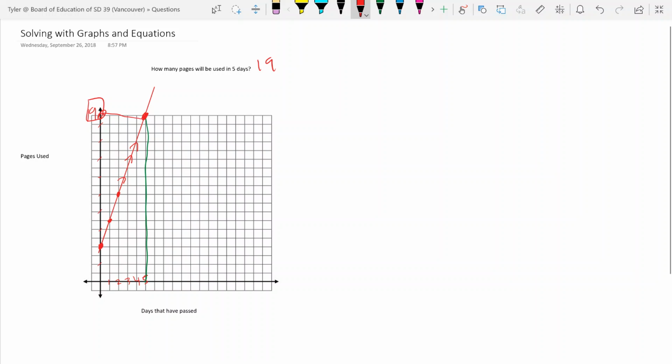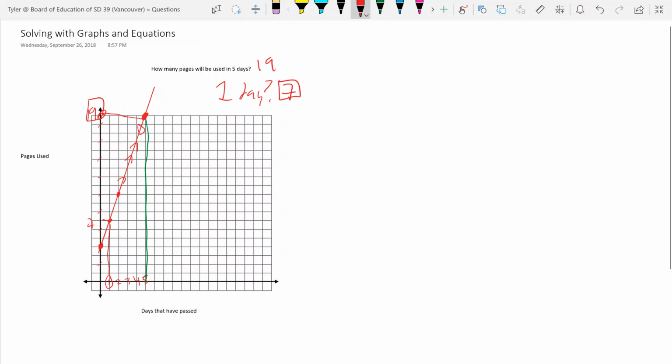The other thing that we can do is figure out smaller numbers that have already passed. So for example, if you want to know, okay, what about in 1 day? How many pages have been used? Well, we can just check right here. At 1 day, let's check on the graph. What does it say? So this is 2, 4, 6, 7. So we would say, oh, it's 7 pages. That's how we can use a graph to figure out what's happened before and what's going to happen in the future with these patterns.